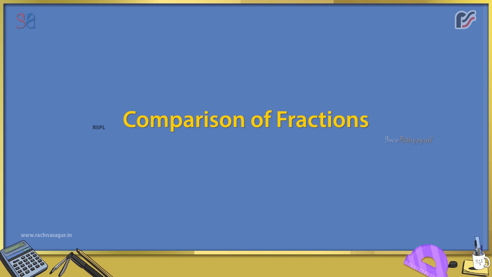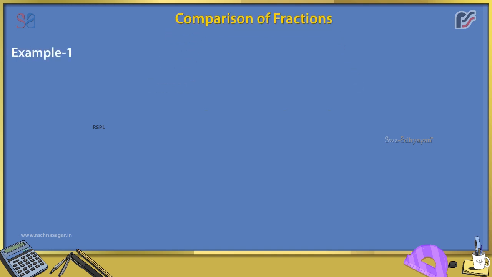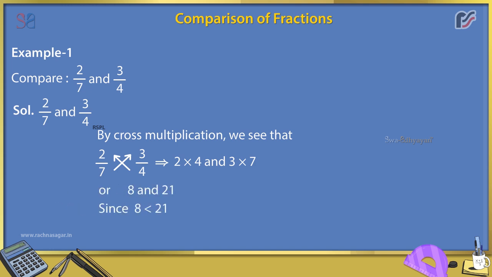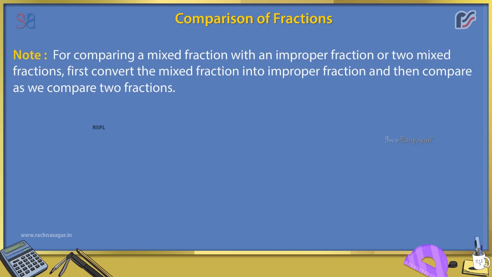Comparison of fractions. Example 1. Compare 2/7 and 3/4. Solution. 2/7 and 3/4. By cross multiplication, we see that 2 into 4 and 3 into 7, or 8 and 21. Since 8 is less than 21, 2/7 is less than 3/4. Note: for comparing a mixed fraction with an improper fraction or two mixed fractions, first convert the mixed fraction into improper fraction and then compare as we compare two fractions.